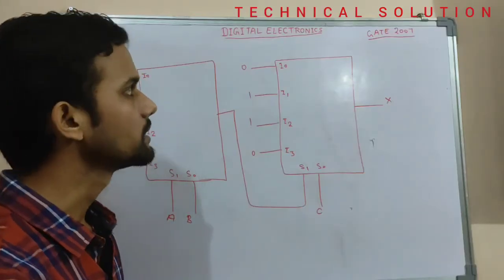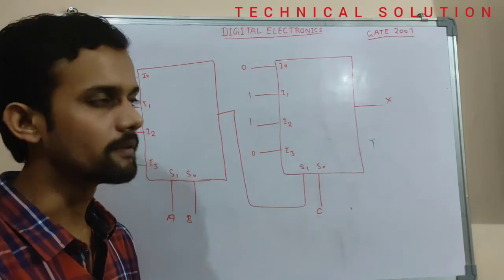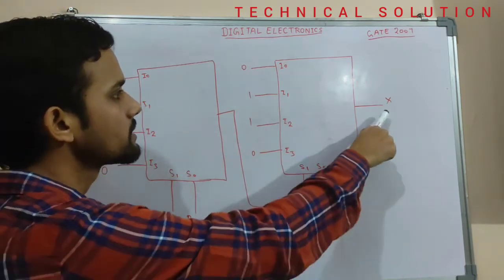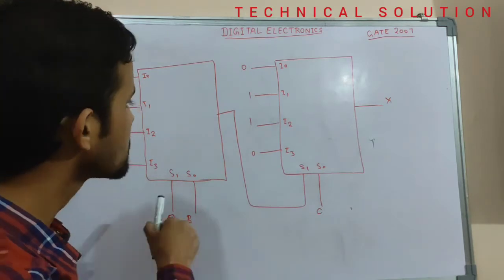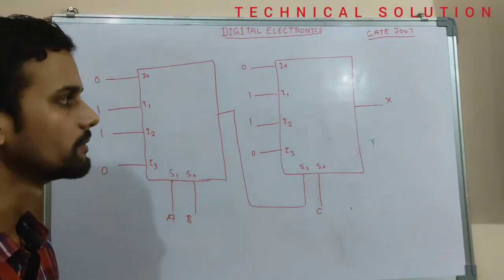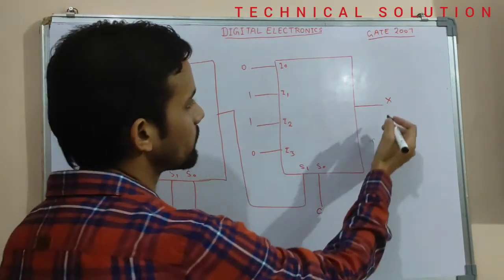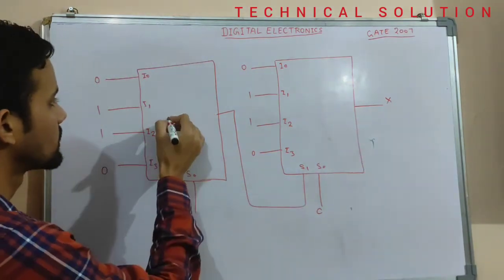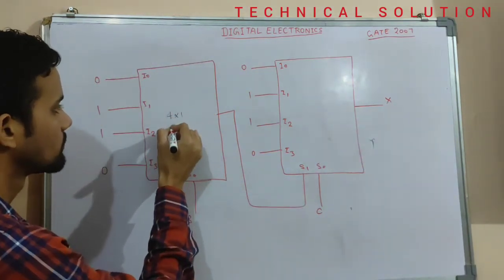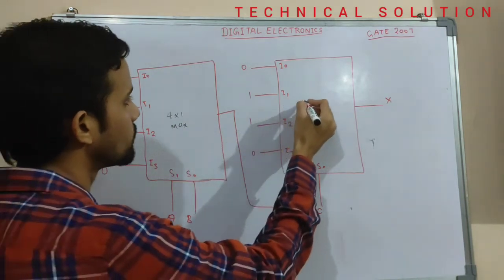This question was asked in GATE 2007, in which this Boolean function x is implemented by using these 2 multiplexers. Okay, we have to find the value of this x. This is a 4x1 mux. Okay, and this is also a 4x1 mux.